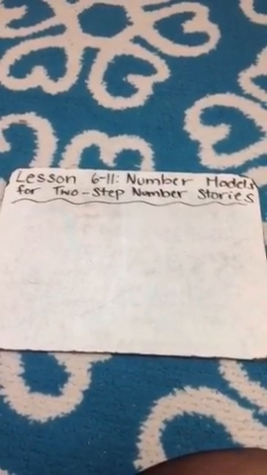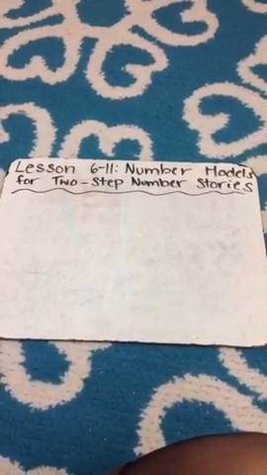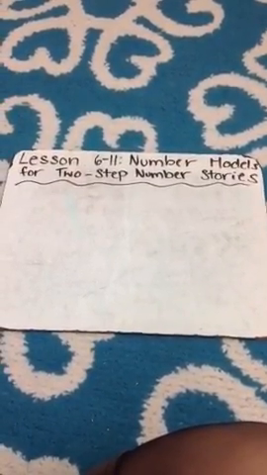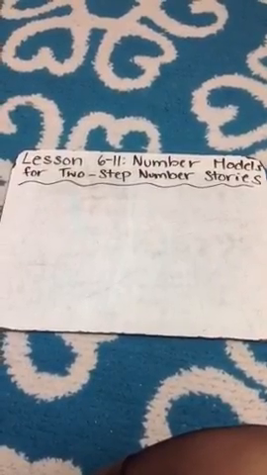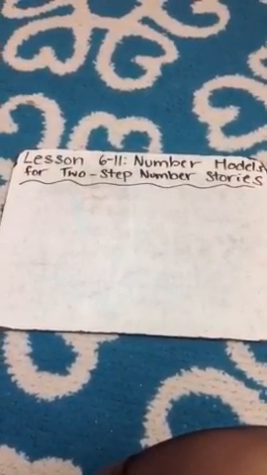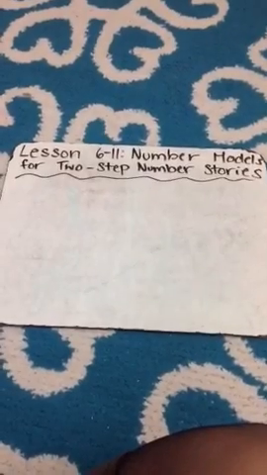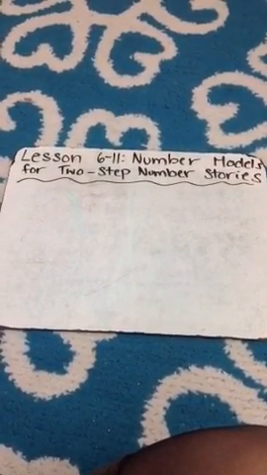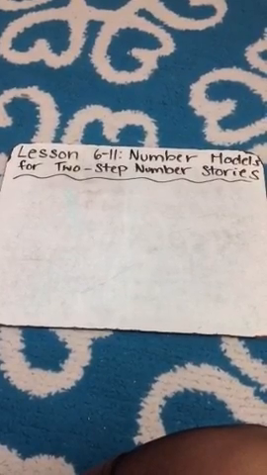Hello mathematicians. Today we will be looking at lesson 6-11, number models for two-step number stories. Sometimes when we solve number stories that we have to create number models for and equations we have to solve, it's a little tricky because there's more than one step. Sometimes there's two steps, but if you know your order of operations and you follow along each step, you'll be able to solve the problem.